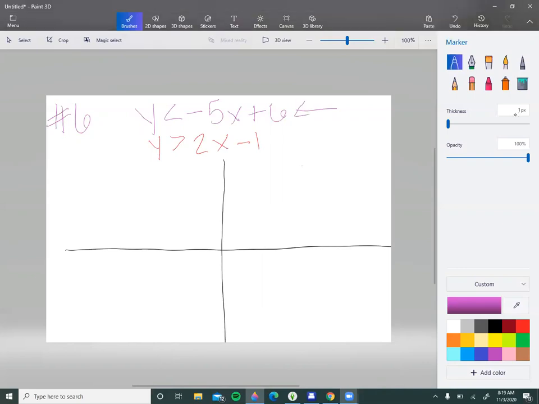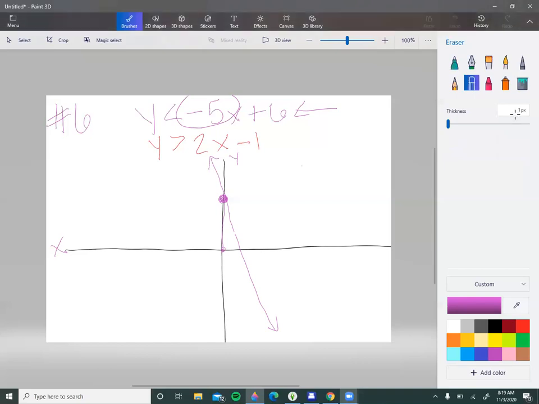Now I like to start with the y-intercepts. So if x is 0, then y is 6, because negative 5 times 0 is 0, and then all you're left with is 6. This is the x-axis, this is the y-axis, so it goes up 6. So we have our first point. Now we have a negative 5 slope. That's pretty steep. And since it's negative, we're going to go like that. It's a very steep line, and it's negative. But we can't forget that it is dashed.